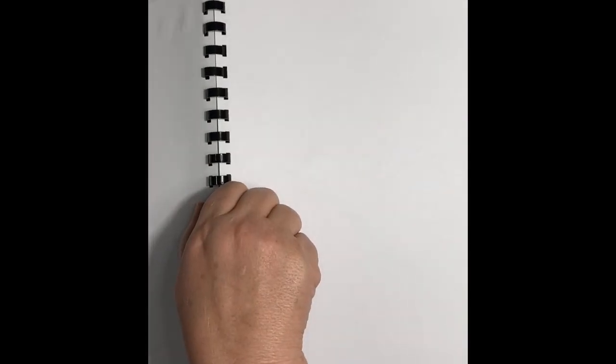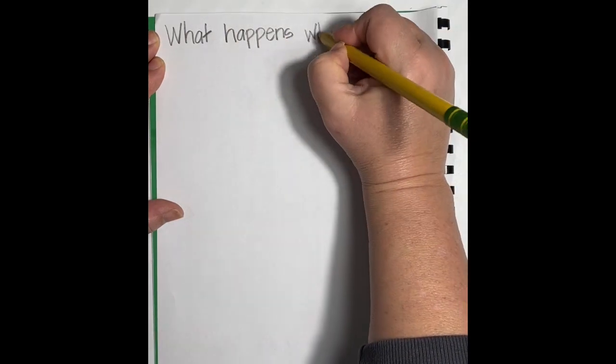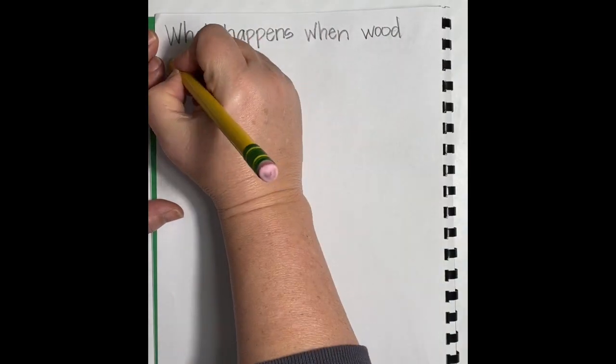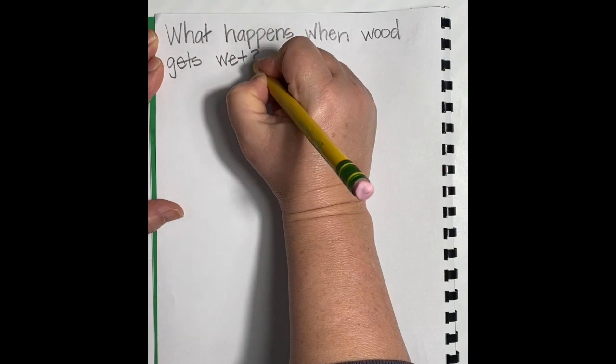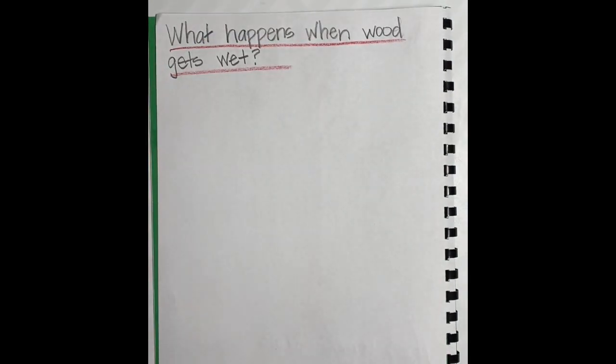Go to the next page, flip my paper over, and the first thing we do, that's right, write our focus question on the top. What happens when wood gets wet? Don't forget, underline your focus question in red.